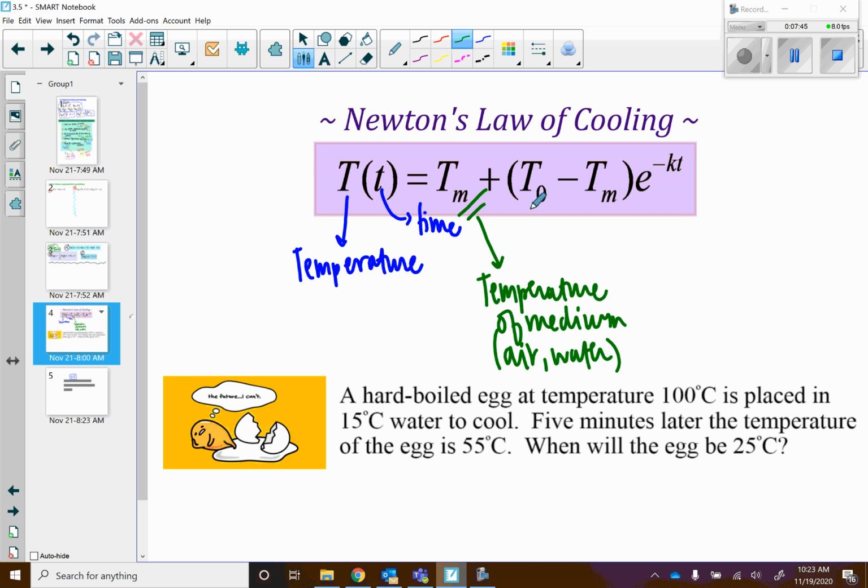T0, hopefully not surprisingly, is the initial temperature. And then k is going to be some constant that we would have to solve for. So we will do an example using this, but I wanted you to have the formula ahead of time.